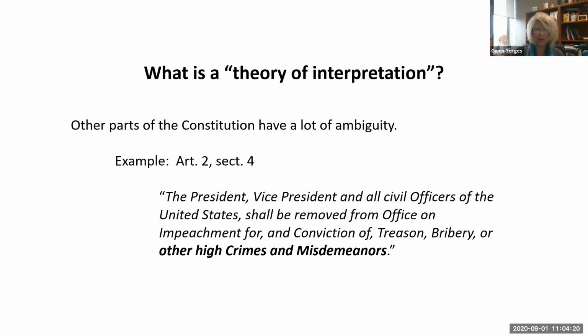But there are other parts of the Constitution that are a lot bigger and have more ambiguity. So I went to a part of the Constitution that earlier this year was talked about a lot. I'm going to talk about the ambiguity surrounding what high crimes and misdemeanors are in impeachment proceedings and removal from office.